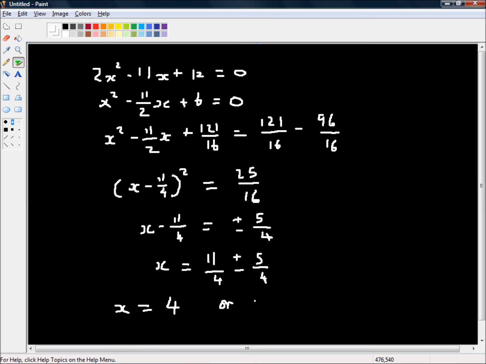or x is equal to, well, 11 minus 5 is 6, so that's 6 over 4, which simplifies to 3 over 2. So the solutions to 2x squared minus 11x plus 12 equals 0 are either x equals 4 or x equals 3 over 2. You can use this method of completing the square if you find learning methods easier than memorizing formulas. So if you're in the exam and you really can't remember your quadratic formula, just complete the square and use that method to solve your equation.